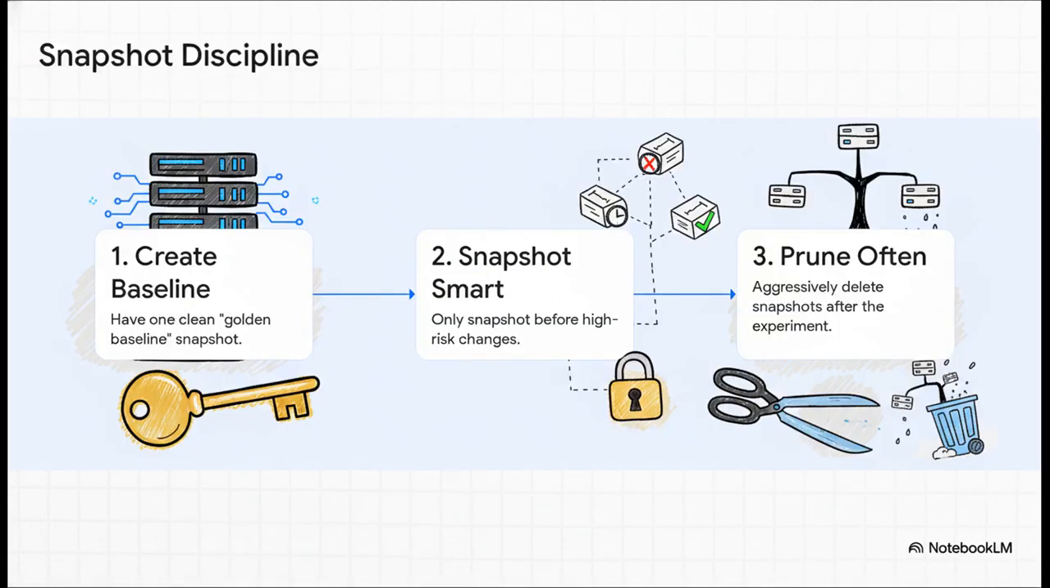The solution here is just simple discipline. Have one clean, golden baseline snapshot that you can always go back to. Then, only take new snapshots right before you're about to do something risky. And, this is the most important part, get in the habit of deleting them once you're done. You gotta prune that family tree.